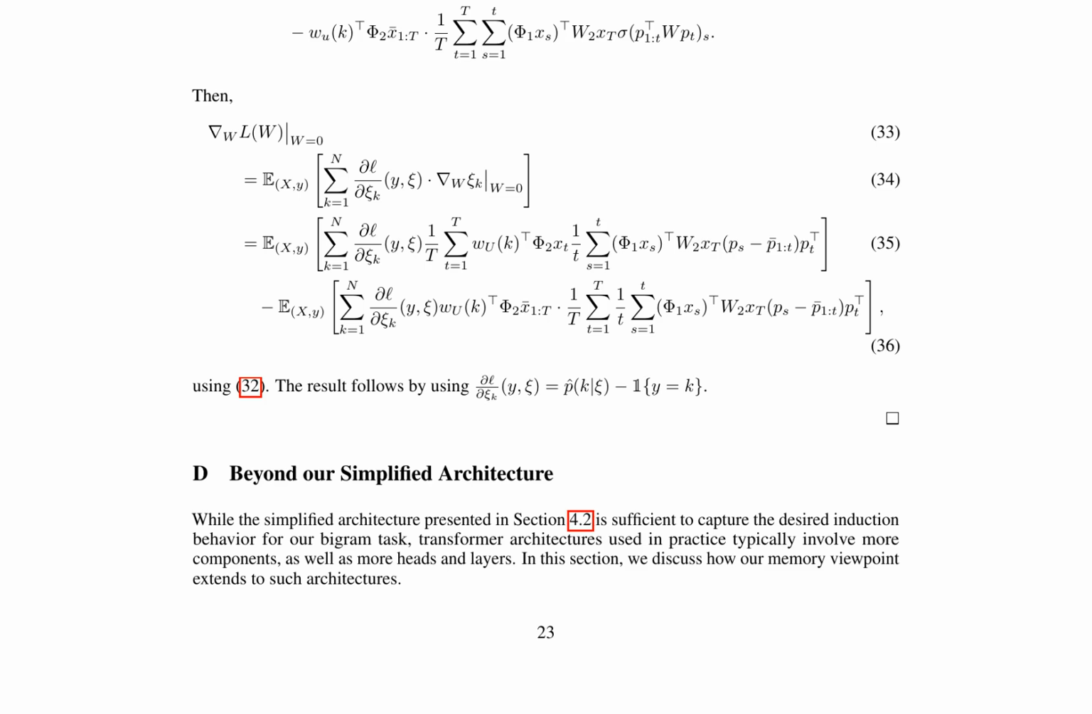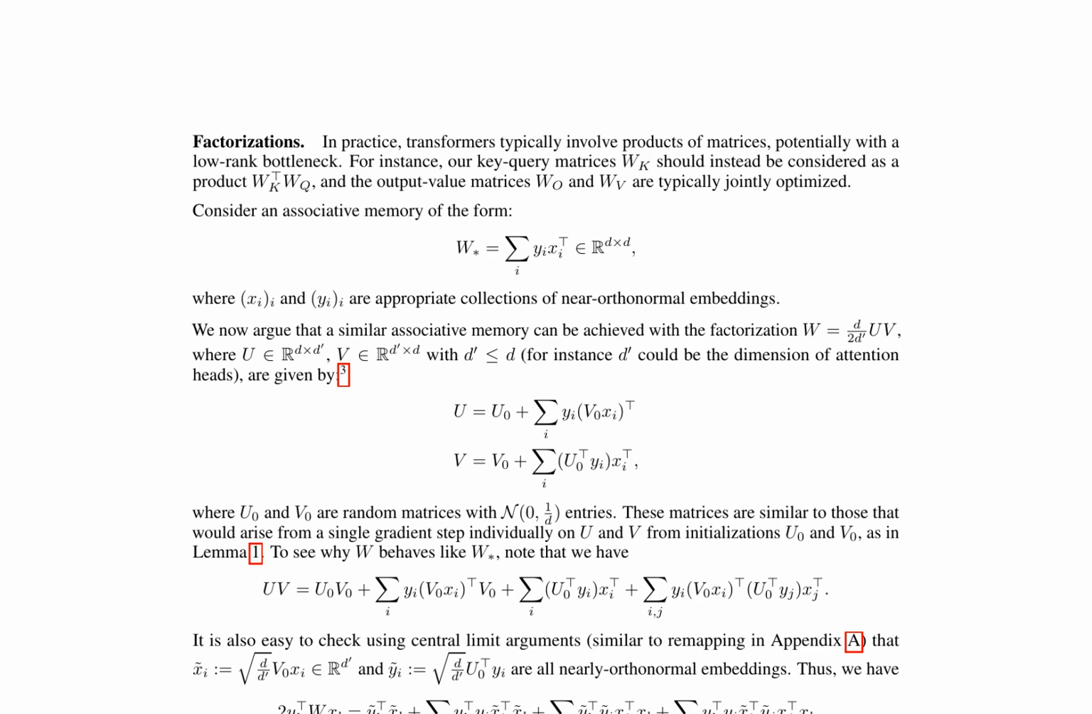The authors then discuss how their memory viewpoint extends to more complex transformer architectures, which typically involve multiple heads and layers. They introduce the concept of factorizations, where the weight matrices are decomposed into products of matrices. This allows for a low-rank bottleneck, which is common in practice. The authors show that a similar associative memory can be achieved with the factorization W equals D, 2D, UV, where U and V are matrices with specific properties.